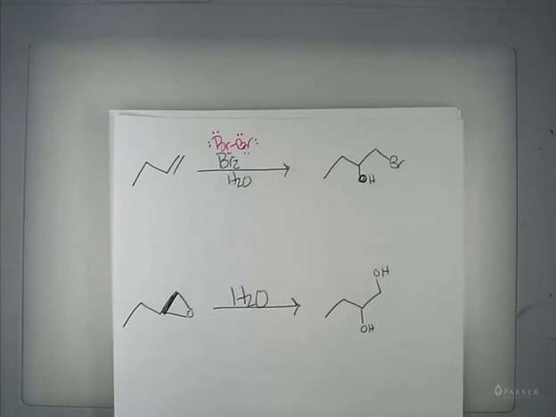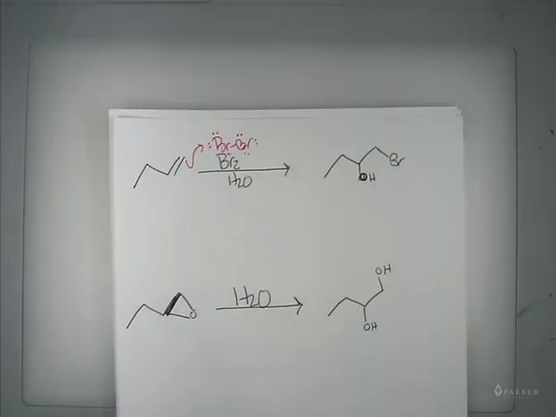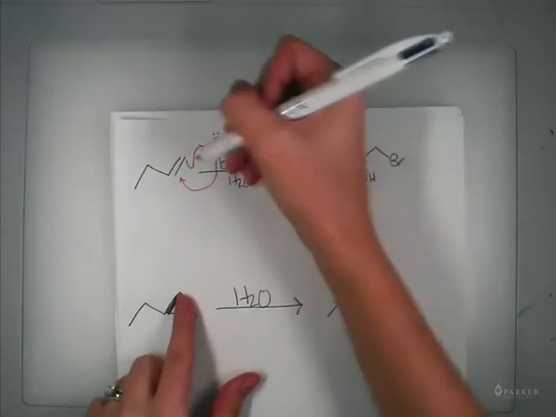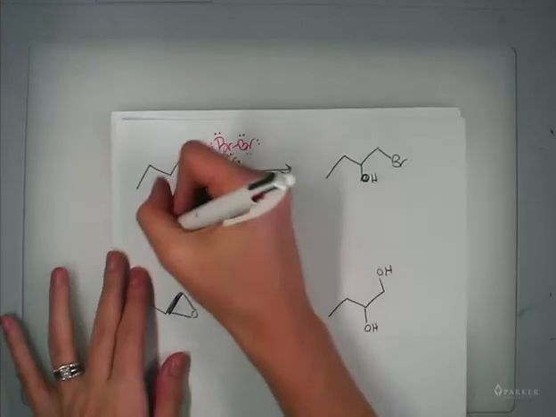Okay, what does the double bond make a bond to? Bromine. And at the same time, bromine makes a bond to the double bond, just like the one we just did. So then what does the bromine look like? Triangle.